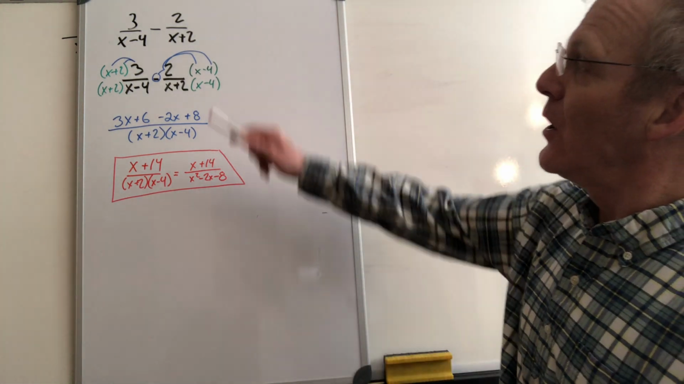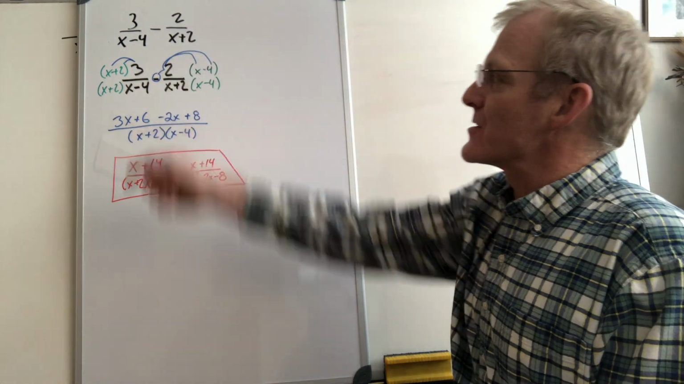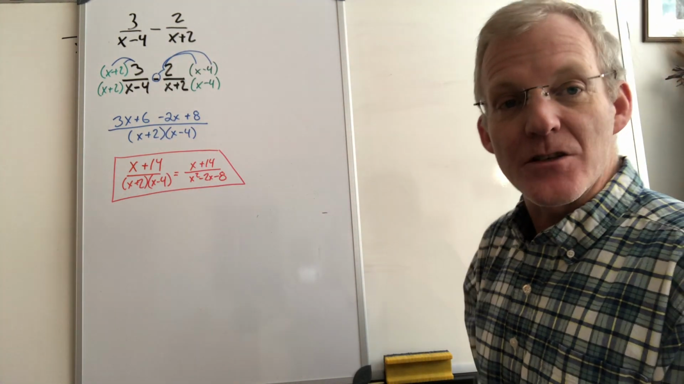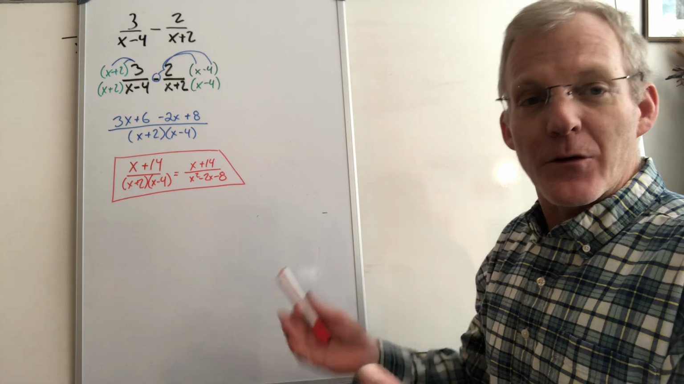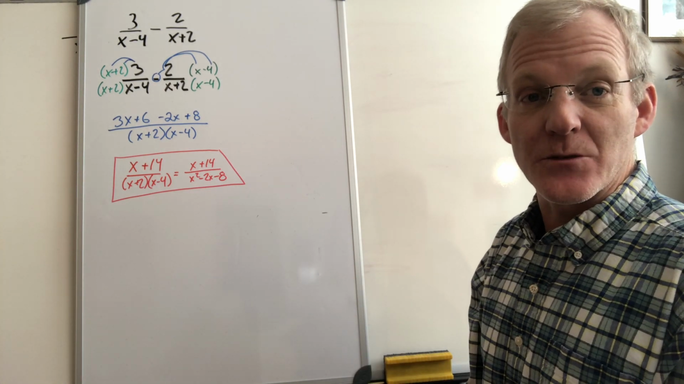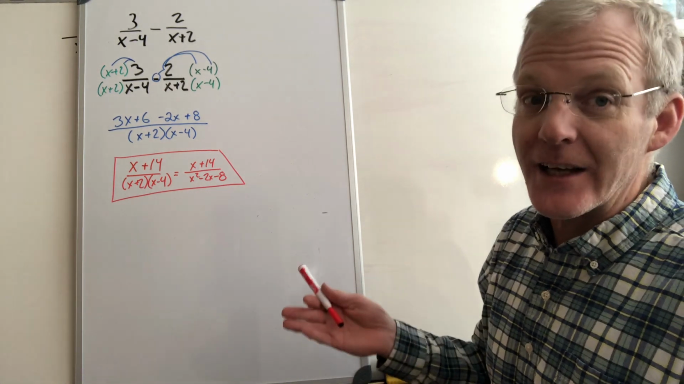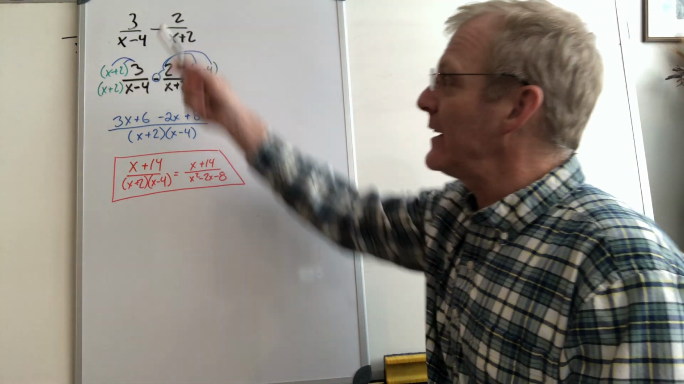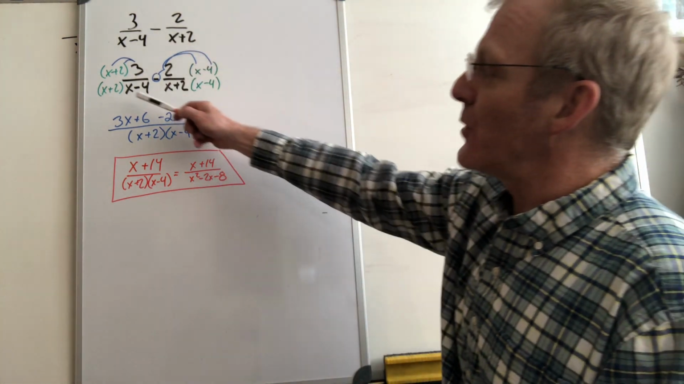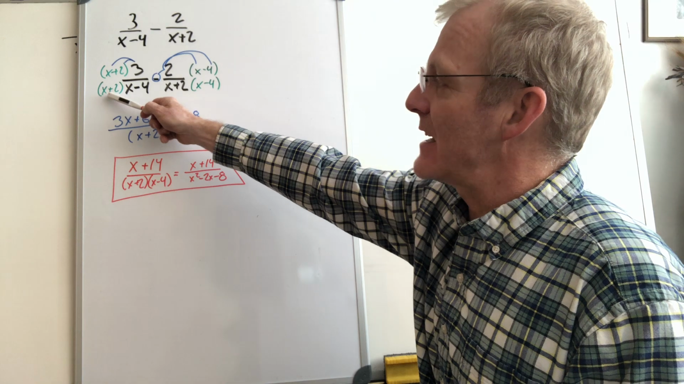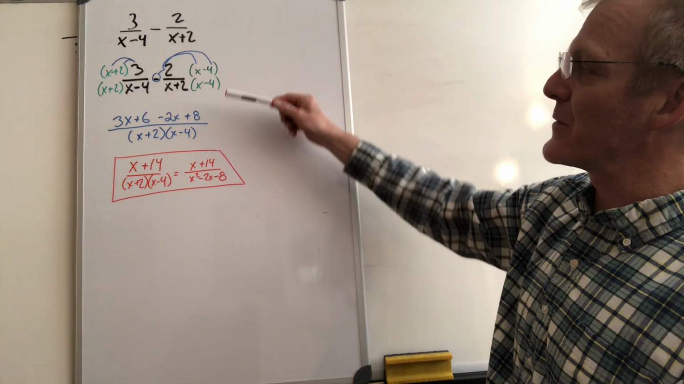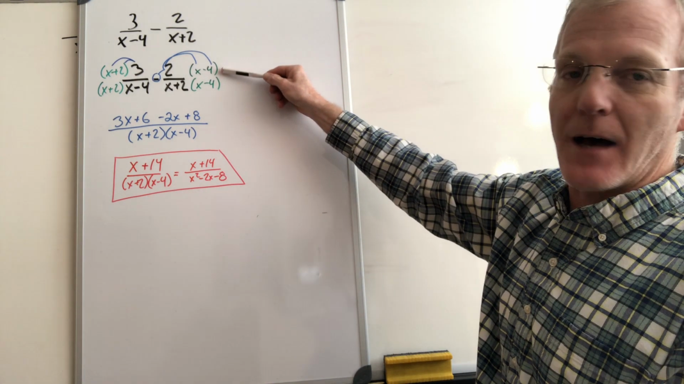I pointed out that when we have two fractions, two rational expressions that we're adding or subtracting together, whenever we combine fractions with addition or subtraction, what do we have to have? Right, common denominator. So we need a common denominator here. So I went ahead and did that. I realized that this side needs x plus 2, top and bottom. This side needs x minus 4, top and bottom.